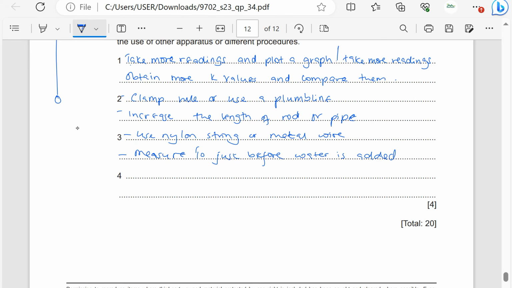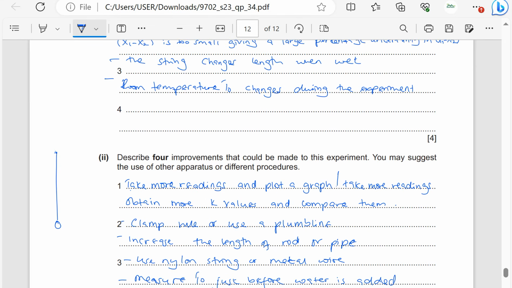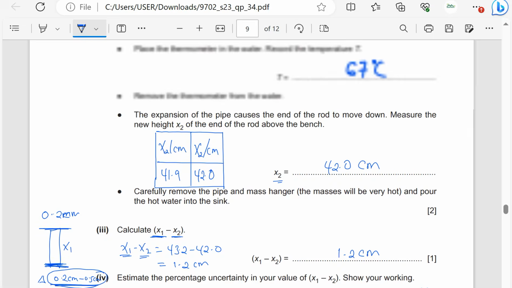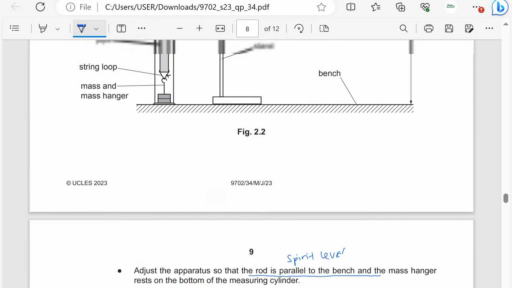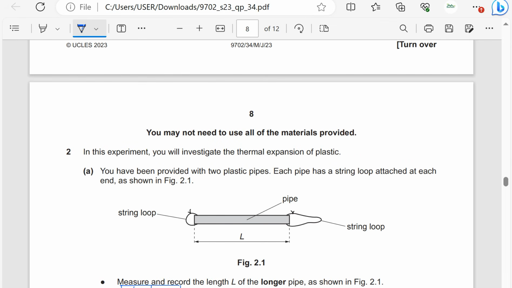Okay, and maybe lastly, because this is water, you may also notice that the temperature at the bottom may not be the same as the temperature at the top. It might also have been hard to measure the length L because the pipe is curved. And also notice that L, when you look at the diagram, is not the distance between the ends of the pipe.